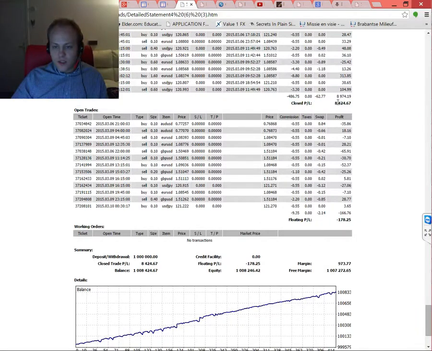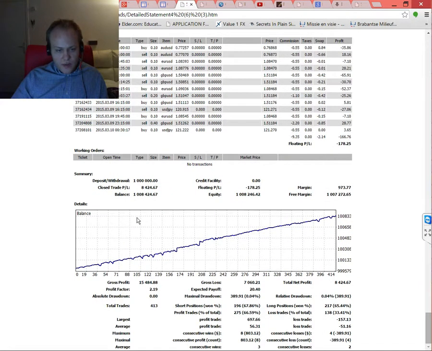So you can see that this system traded until the 9th of March, and it's up 8,424. We have open trades, so it was investing money at the time. You can see that it had a negative floating of 178. So again, this money is being invested.